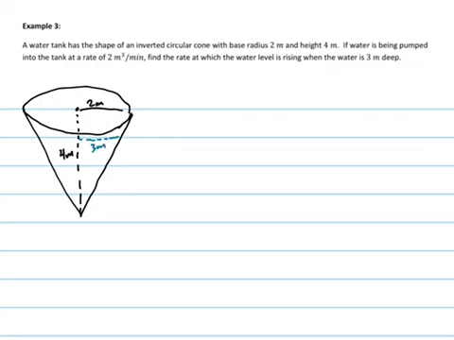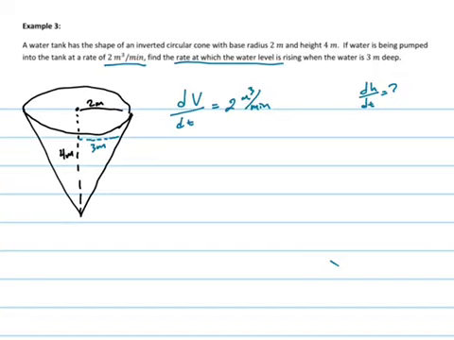And what we know so far is that water is being pumped into the tank at a rate of 2 meters cubed per minute. Notice that we're talking there about volume. dV/dt equals 2 meters cubed per minute. And what we want to know is, what is the rate at which the water level is rising? What is dH/dt?